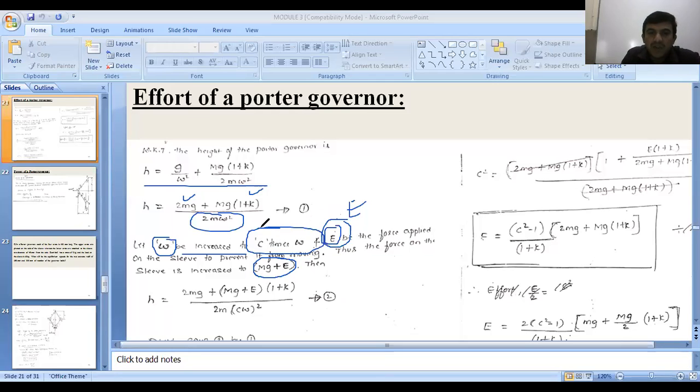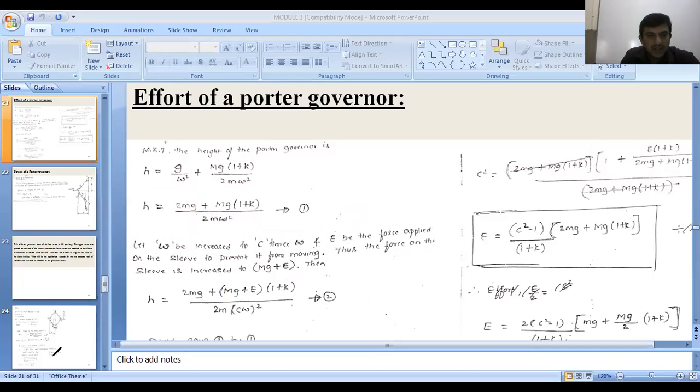Now from equation 1, wherever omega is there, substitute c times omega instead of omega. Wherever mg is there, substitute mg plus E. Now we'll get equation number 2. Compare equations 1 and 2. You see that wherever capital M g is there, we get plus E, and wherever omega is there, now you can see c omega.